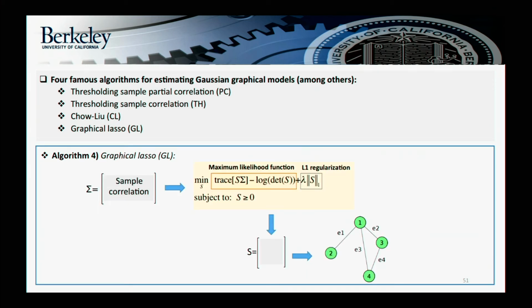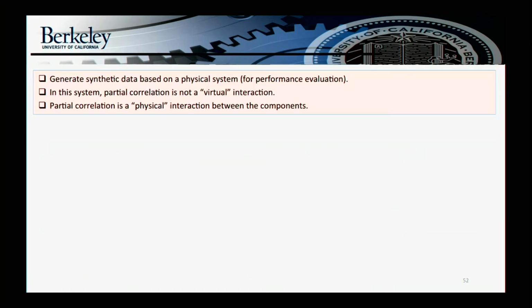And the fourth algorithm we're going to use is graphical lasso again. I've already talked about this algorithm, so I'm not going to talk about it anymore. Given these algorithms, we want to see how we can check the performance of these methods in practice.